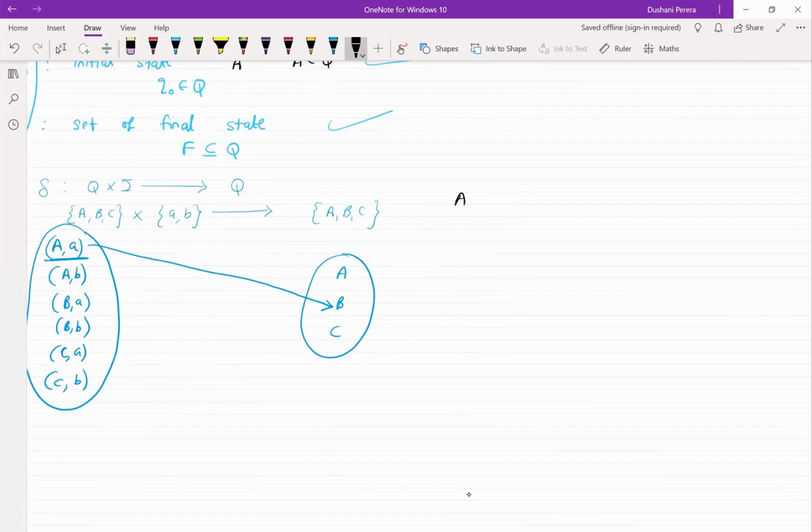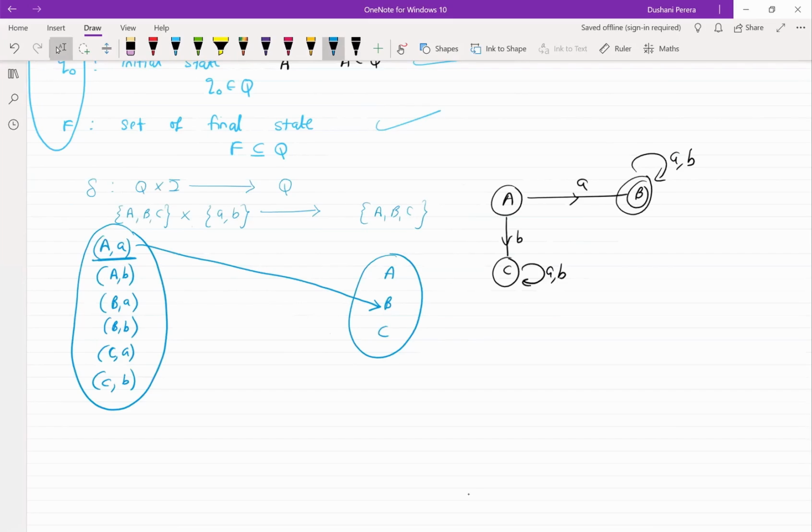Okay, I'll draw that here. Otherwise we would have to go up every time. This is the same thing which we drew earlier. Okay, then the next one. When I'm at A and when I get input symbol B, where do I go? I go to state C.